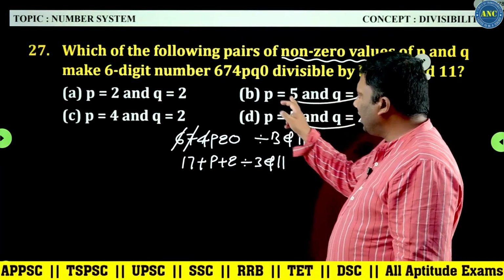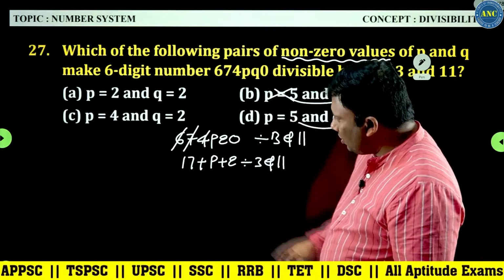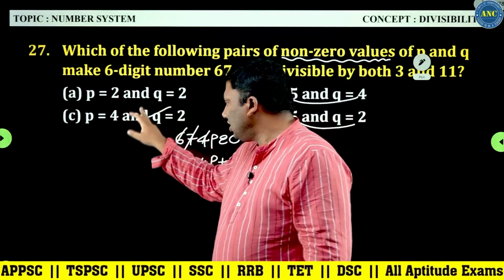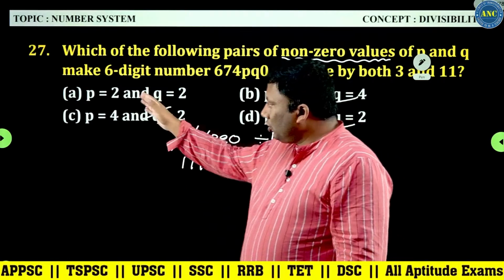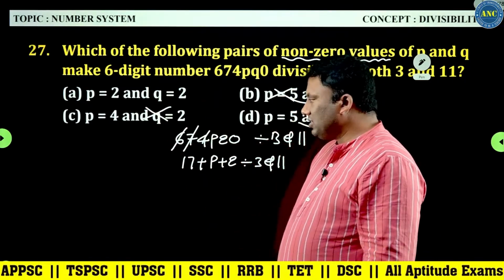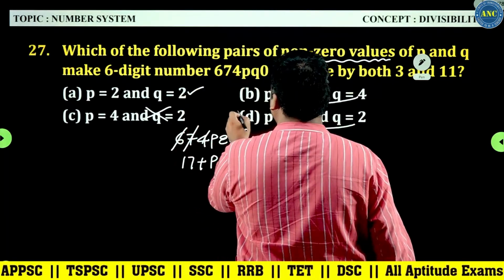5 plus 4, 9. 9 plus 17, 26, not divisible. 4 plus 2, 6. 6 plus 17, 23, not divisible. 2 plus 2, 4. 4 plus 17, 21, it is divisible. That means the answer is either option A or option D.